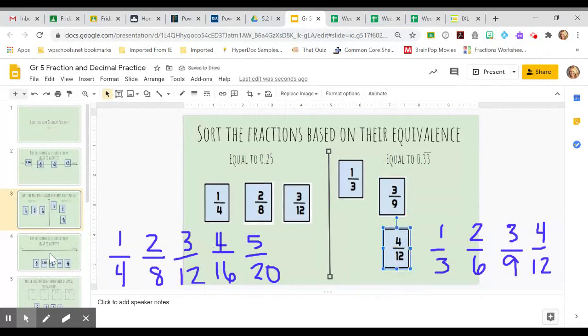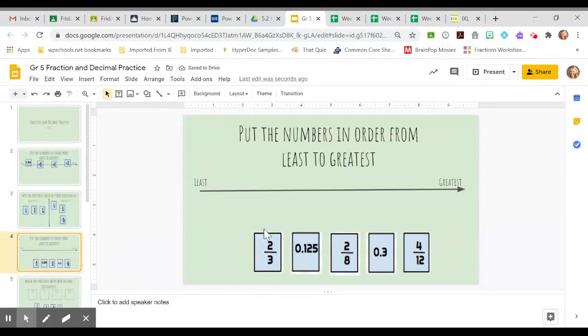All right, let's go to the next slide. Oh yeah, my writing erases, good. Okay, put the numbers in order from least to greatest. First thing, do I see anything that has a whole number attached to it? No. Okay, so that's not going to help me out here. So I'm going to turn all of these into decimals. All right, starting with 2/3. 2/3 are our repeating decimals. So if 1/3 is 33 repeating, 2/3 is going to be 66 repeating or 66/100ths repeating.